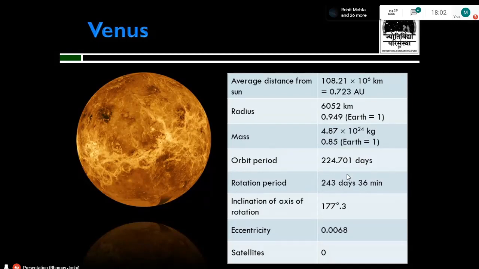Now the axial inclination is almost 177 degrees. So it rotates in the opposite direction to all the other planets. If the planets are rotating clockwise, it rotates anti-clockwise. So the rotation of Venus is in the opposite direction to the rotation of other planets.